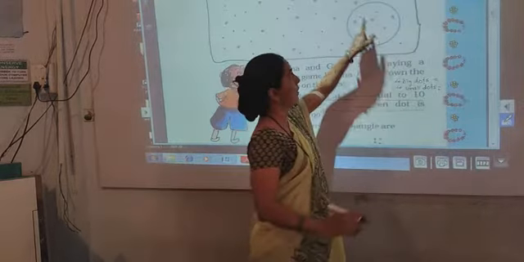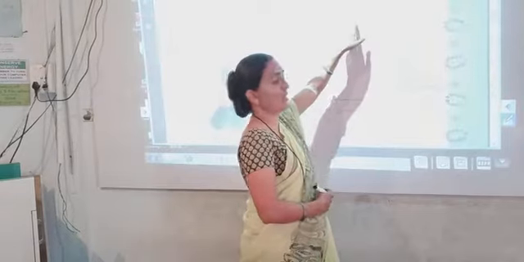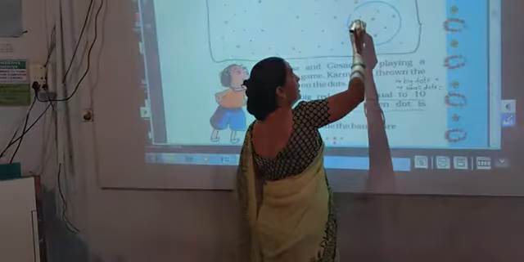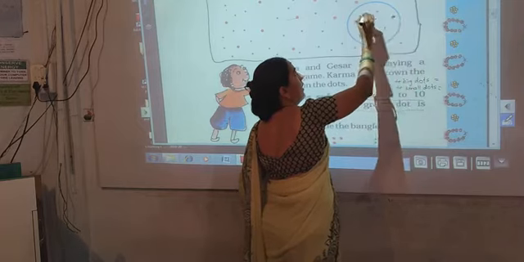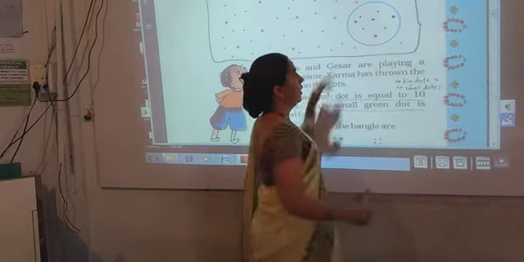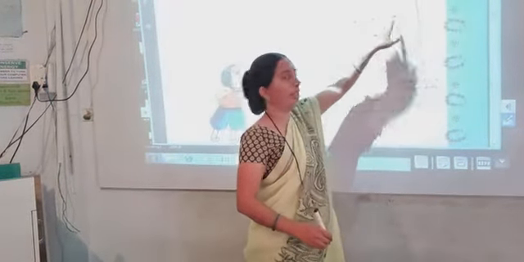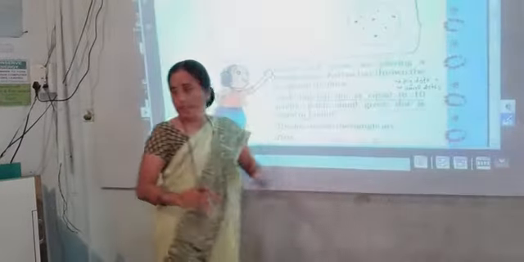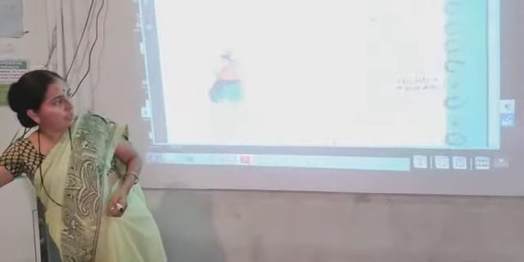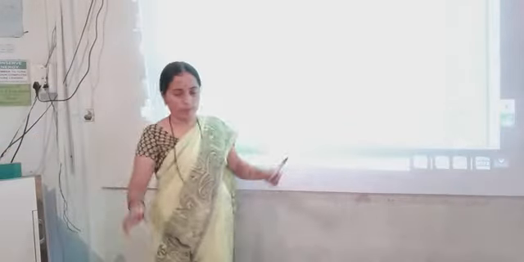4 big dots means 1 dot is equal to how much? 10. 1 big dot is equal to 10. So this is 10, 10, 10 and 10. And these are 1, 1, 1, 1. 10, 20, 30, 40, 41, 42, 43, 44. So in this round, how many points has he got? 44. He has got 44 points.